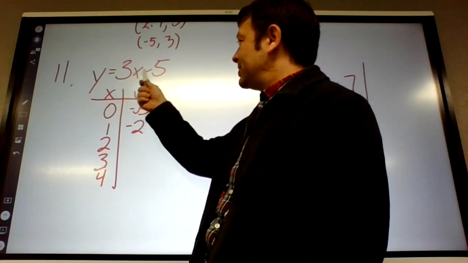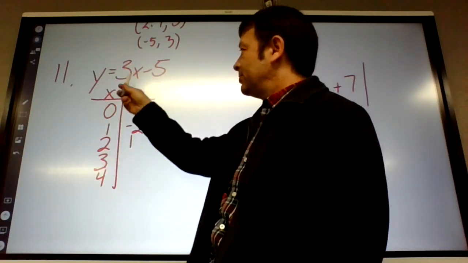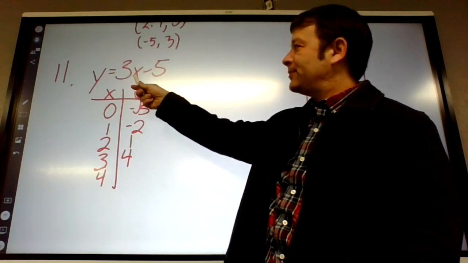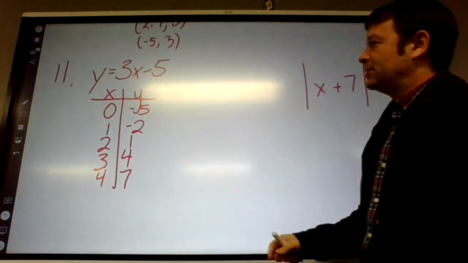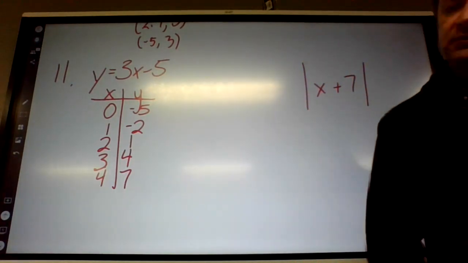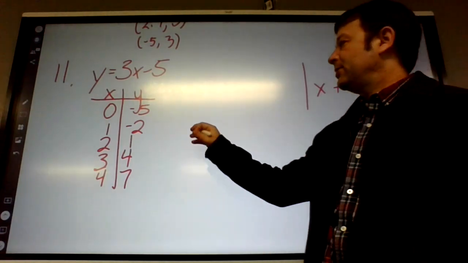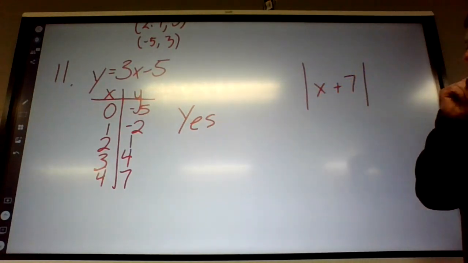3 times 2 is 6. Most of you got it right. 3 times 2 is 6 minus 5 is 1. 3 times 3 is 9 minus 5 is 4. 3 times 4 is 12 minus 5 is 7. They did not ask us to graph it. But they did say, is it a function? Yeah, all the x values you plug in, I'm only going to give one answer.